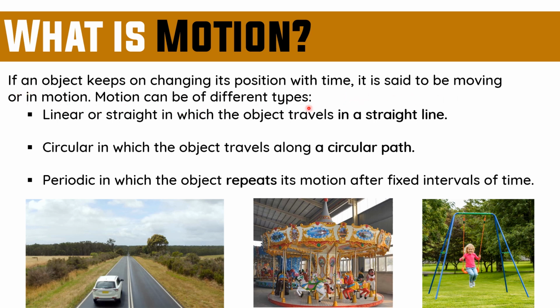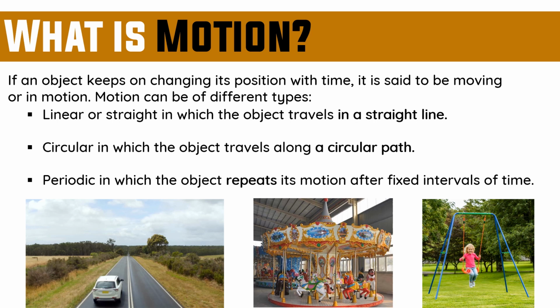Motion can be of different types. Linear or straight, in which the object travels in a straight line. Example, a car moving on a straight road. Second one, circular, in which the object travels along a circular path. Example, this merry-go-round or the solar system, where the planets are moving around the sun. That is also a circular path. Next, periodic, in which the object repeats its motion after fixed intervals of time. The movement of the swing is the example of periodic motion.